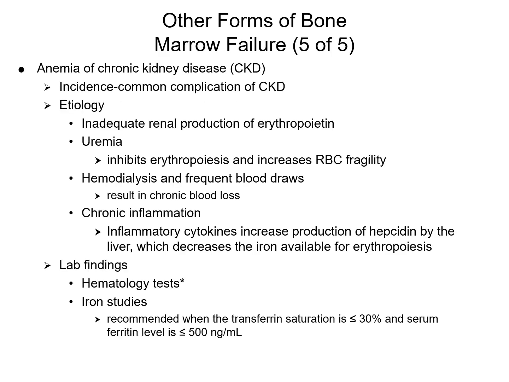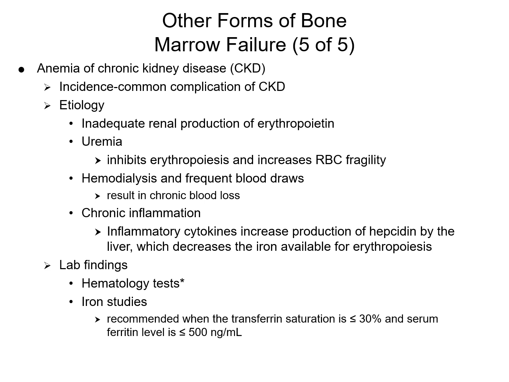Anemia of chronic kidney disease. Anemia is a common complication seen in patients with chronic kidney disease. It contributes significantly to morbidity and worsens quality of life. For the etiology, it could be from inadequate renal production of erythropoietin. The diseased kidneys produce insufficient erythropoietin, the hormone essential for red blood cell production. Uremia, the accumulation of uremic toxins in chronic kidney disease, can inhibit erythropoiesis and increase red blood cell fragility, which shortens the red blood cell lifespan.